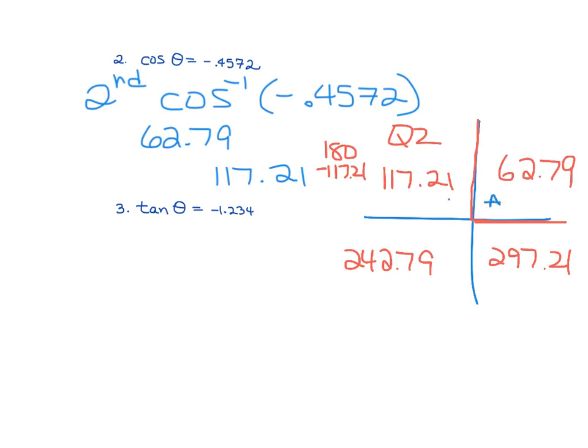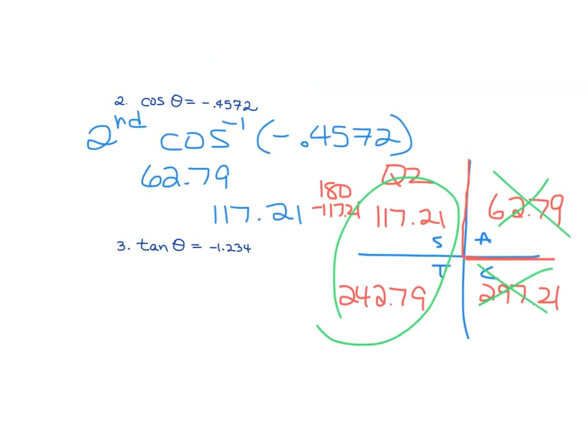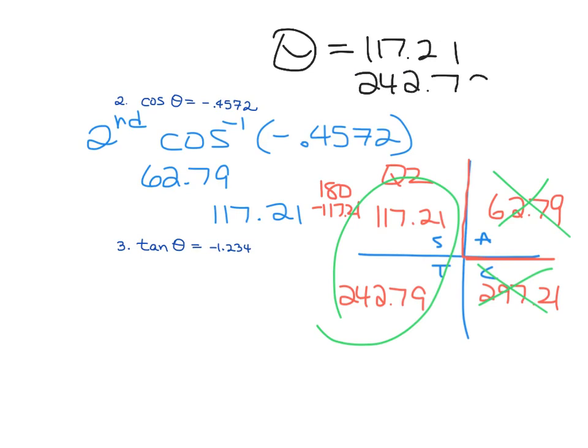So, all students take calculus. I need to figure out where cosine can be negative. I can see that cosine's not going to be negative here because it's positive, and it's not going to be here. So the two numbers I needed were these. So the answer to number 2 is theta is 117.21 and 242.79.